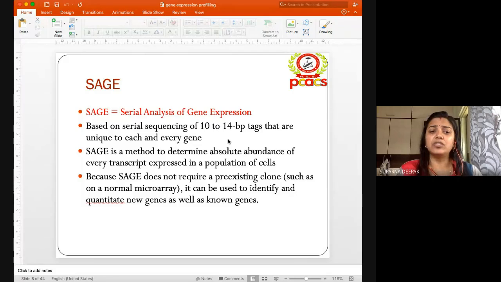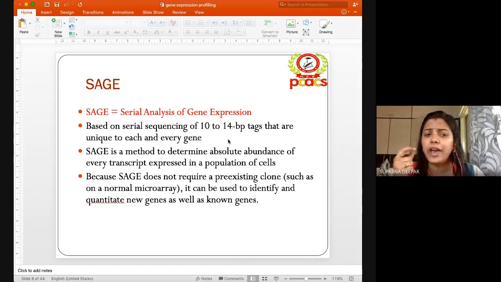So this technique is based on serial sequencing of a tag, a tag which is made up of 10 to 14 base pairs. These tags are going to be unique for every gene. So there are regions in your genes which are going to be unique, that means that sequence is not going to be present in any other sequence. So those unique tags become identifying tags for those particular genes.